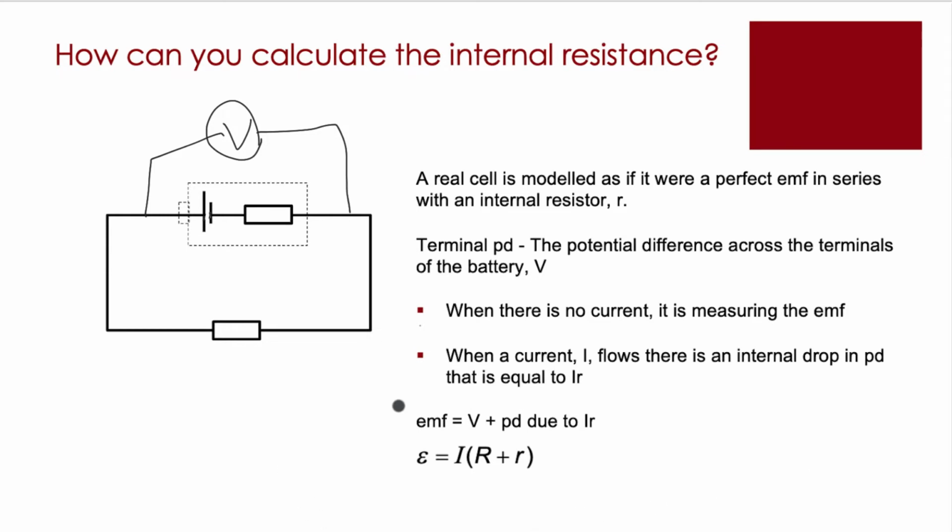The total potential increase, the EMF, equals the total potential decrease. This is my terminal voltage plus the potential difference lost due to my internal resistance. Using Ohm's law, V equals IR, that will be the current, and everything's in series so the current is always the same, times little r, the internal resistance. If I group these together, I have EMF equals I times the bracket of the resistance outside, R, the external resistance in my circuit, plus little r, for my internal resistance.